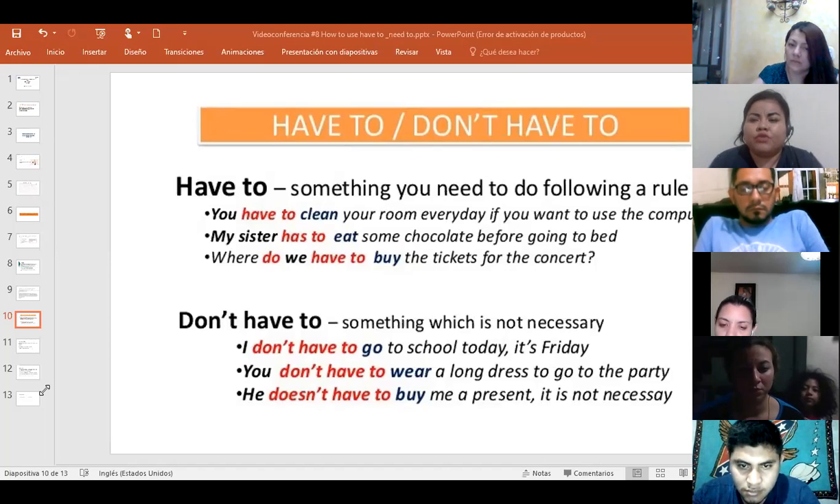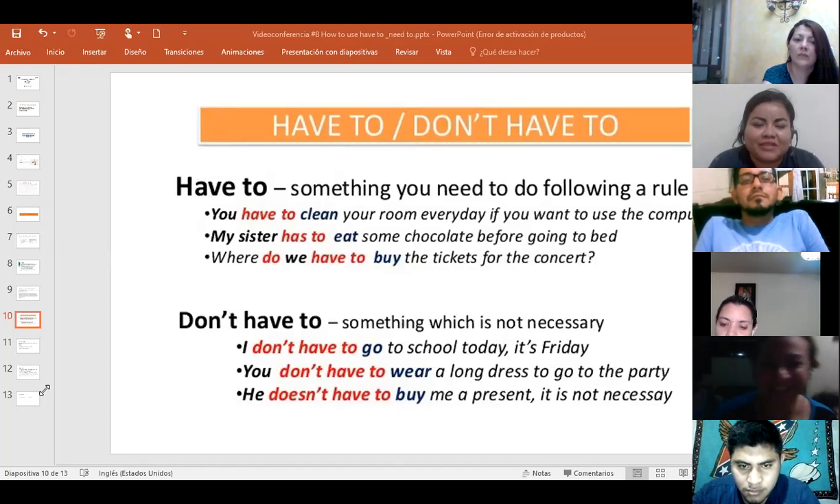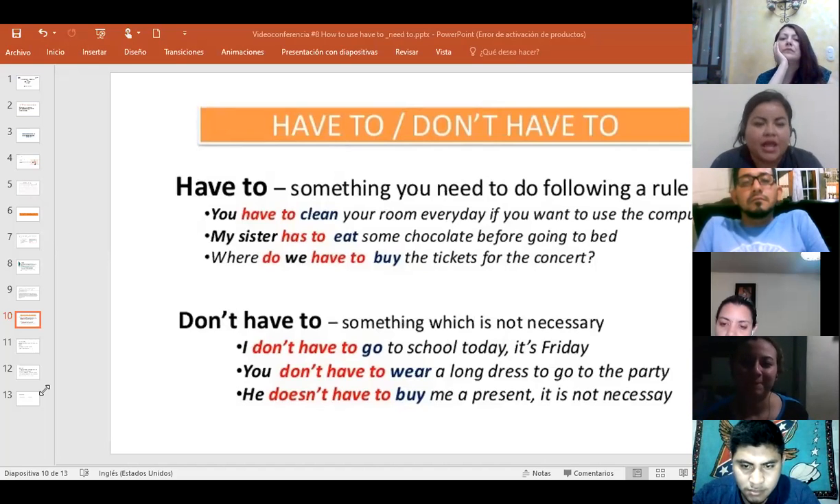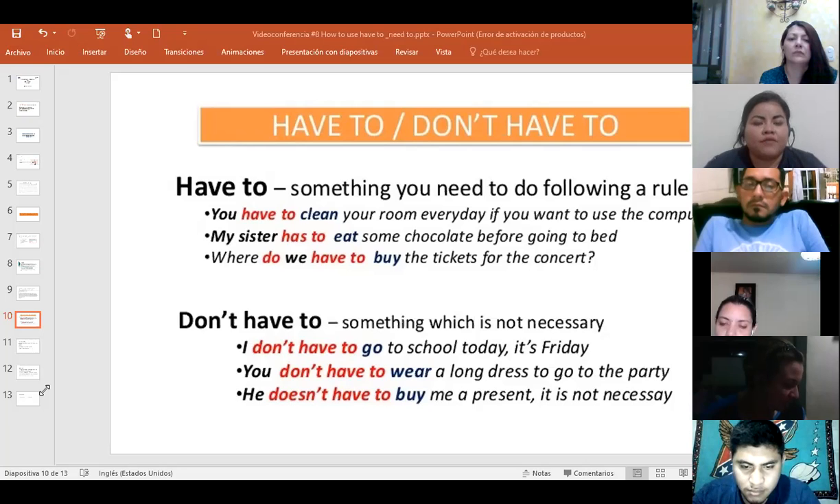What is another rule that you have? Okay, what's another rule? ¿Sí saben qué es una rule? Una rule es algo, es una regla. It's something that is mandatory, an obligation, right? What's another obligation? In your job, what is an obligation?